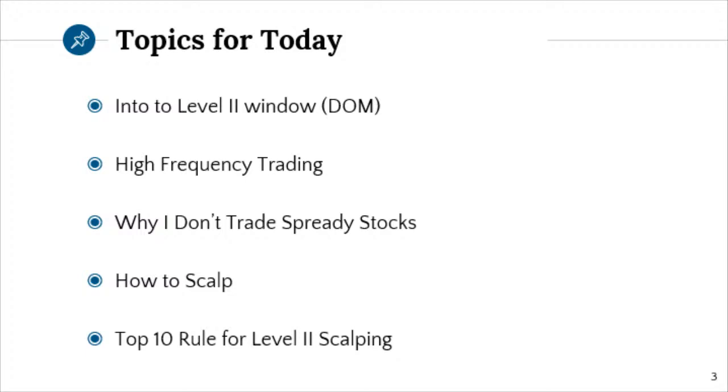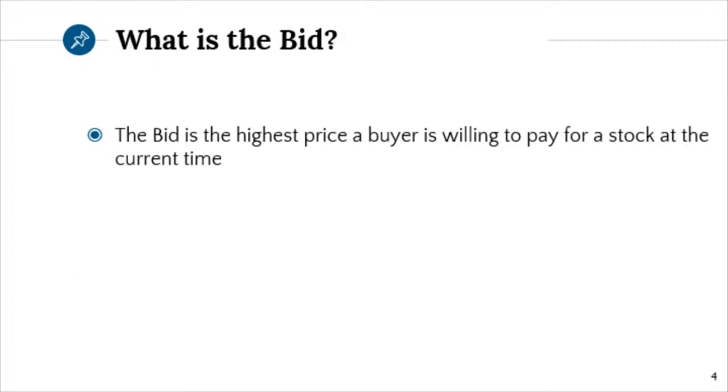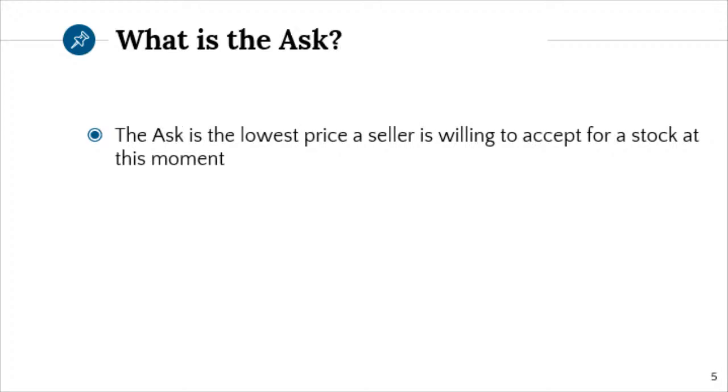So let's get started. First, we're going to talk about level 2 trading. We'll start with the basic stuff. What's the bid? The bid is the highest price a buyer is willing to pay for a stock at the current time. The offer is the lowest price a seller is willing to accept for the stock at the current moment. There's a minimum of 1 cent spread. Often it's a lot more on stocks trading above $1. There's always going to be a minimum of 1 cent spread.